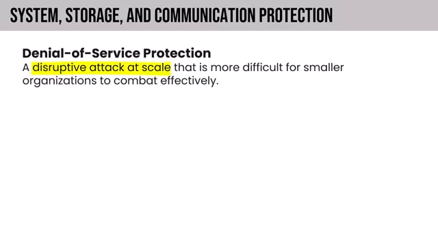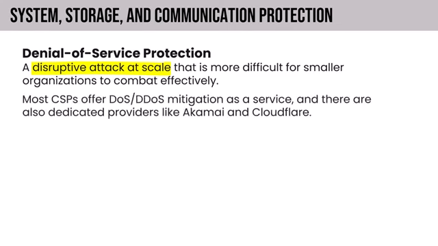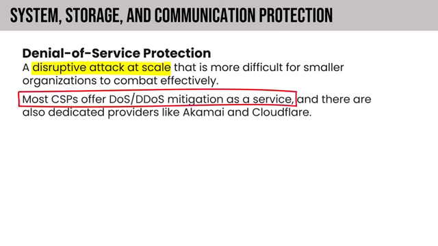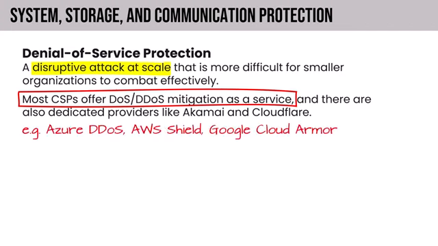Denial of service protection. So denial of service is a disruptive attack at scale. It's definitely more difficult for smaller organizations to combat effectively, but most of your CSPs offer denial of service or DDoS mitigation as a service, and there are also dedicated third-party providers like Akamai and Cloudflare that offer DDoS mitigation protections. Now, in the big three, we have Azure DDoS, AWS Shield, and Google Cloud Armor, which are all DDoS mitigation as a service features. And on at least a couple of those platforms, they offer a basic tier of that service at no charge and requiring no real configuration.